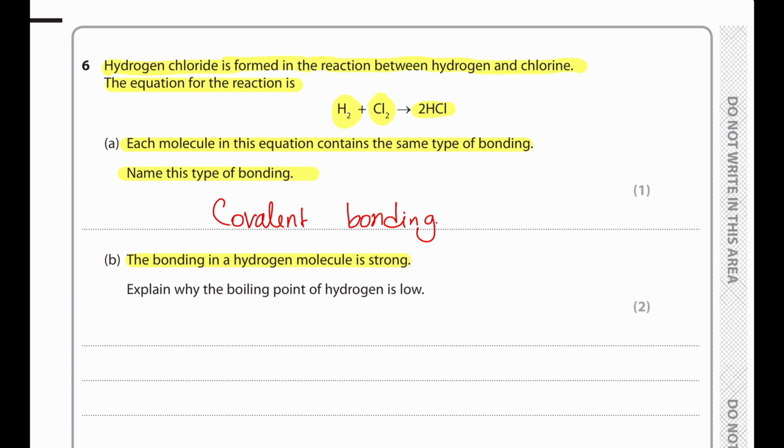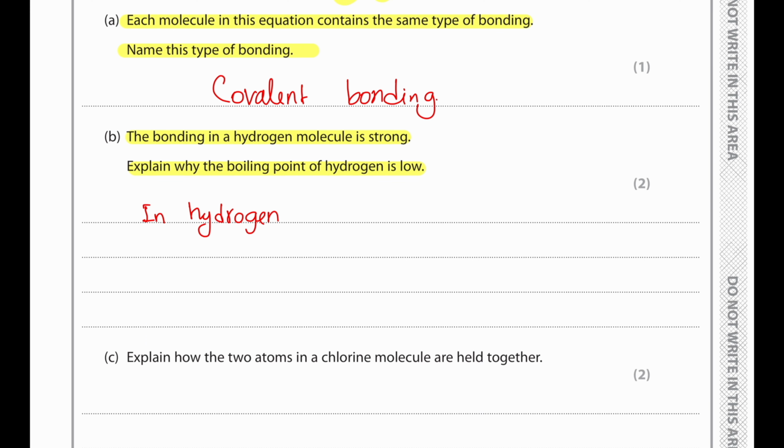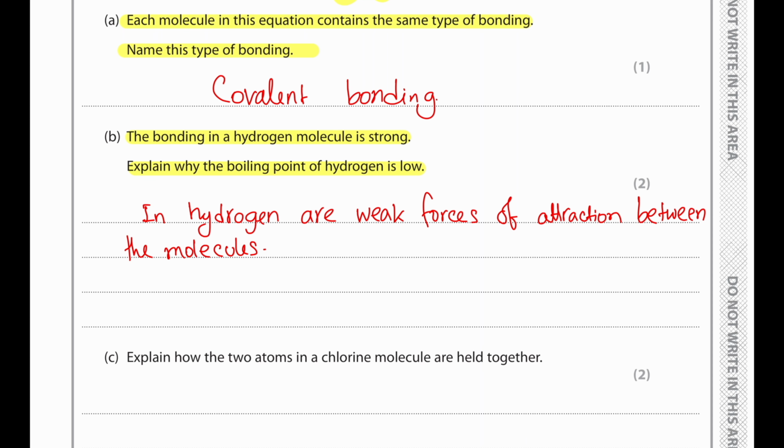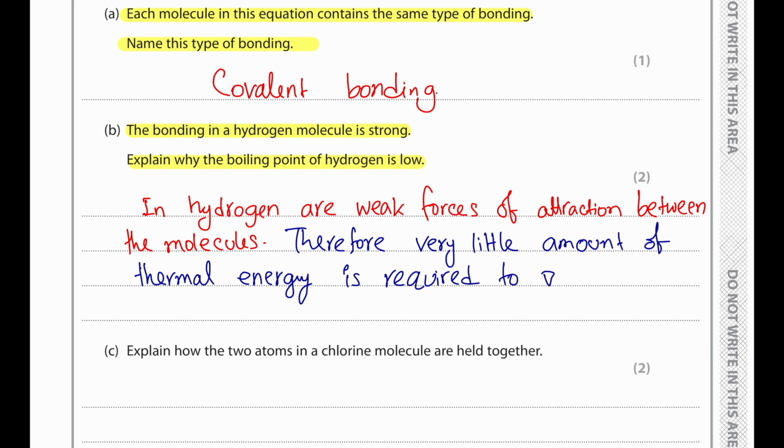The bonding in hydrogen molecule is strong. Explain why the boiling point of hydrogen is low. In hydrogen, there are weak intermolecular forces between the molecules. Therefore, a very little amount of heat energy is required to overcome that intermolecular force and separate the molecules.